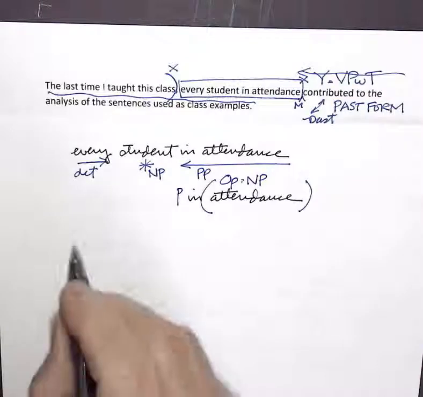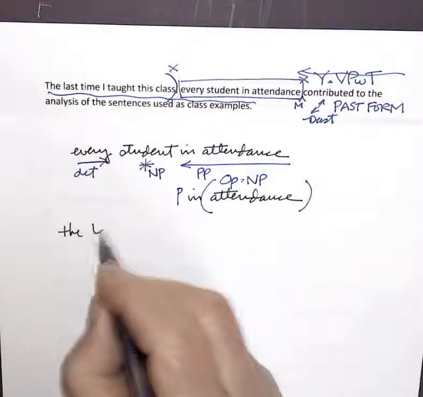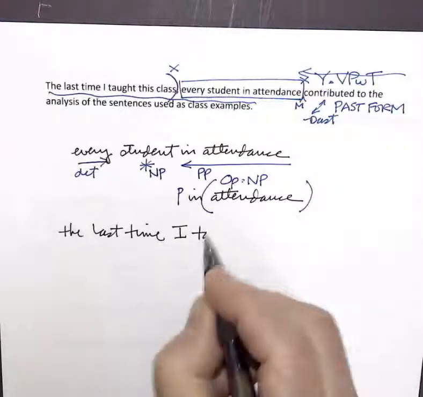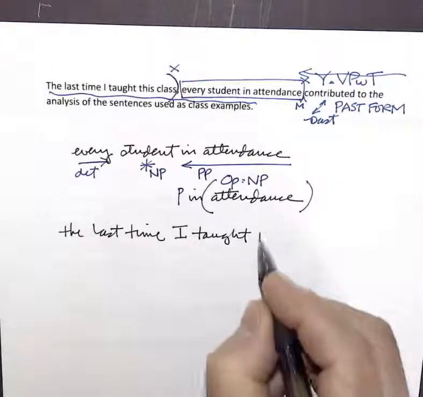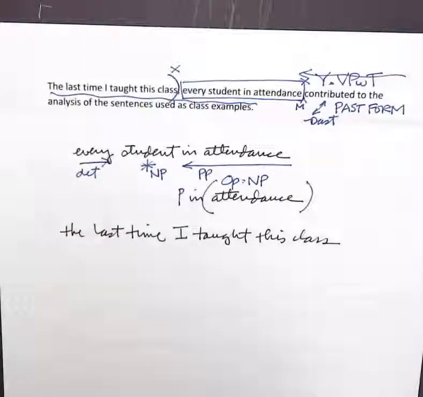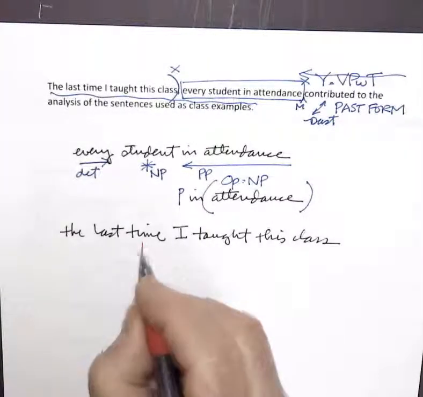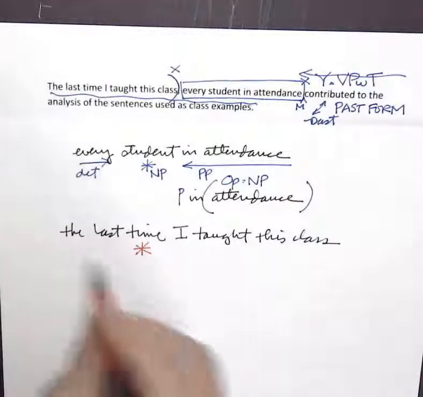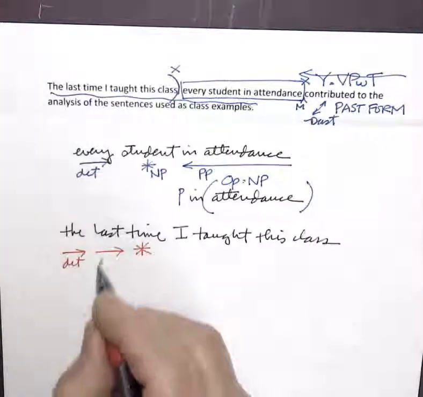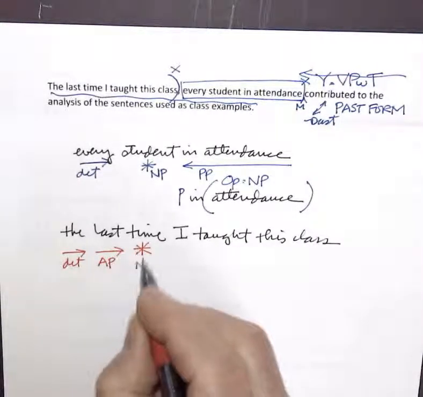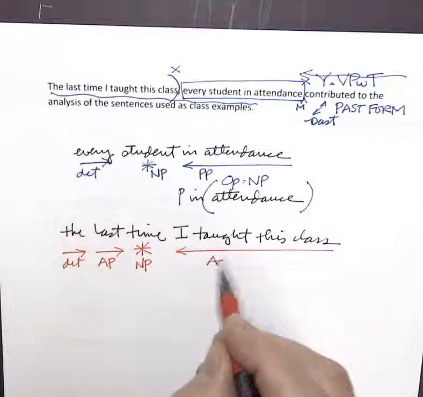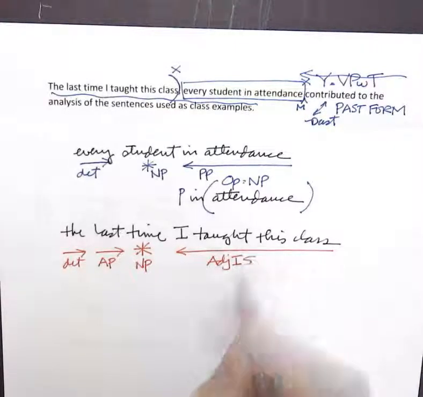And let's do the shifter last. The last time I taught this class, and we'll take a different color. Time is the head. The is a determiner. Last is like an ordinal number, adjective phrase. Time is the noun phrase head. And I taught this class is an adjectival included sentence.